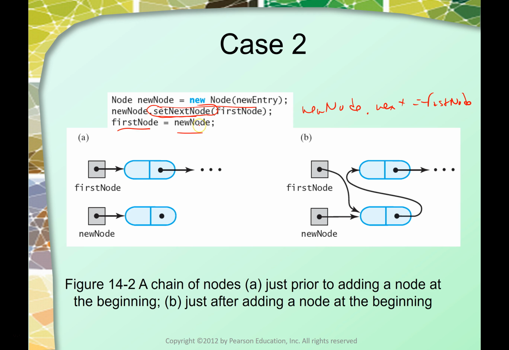And then you set the first node equal to the new node. So this basically makes the new node refer to all the other items, and then set first node equal to that.